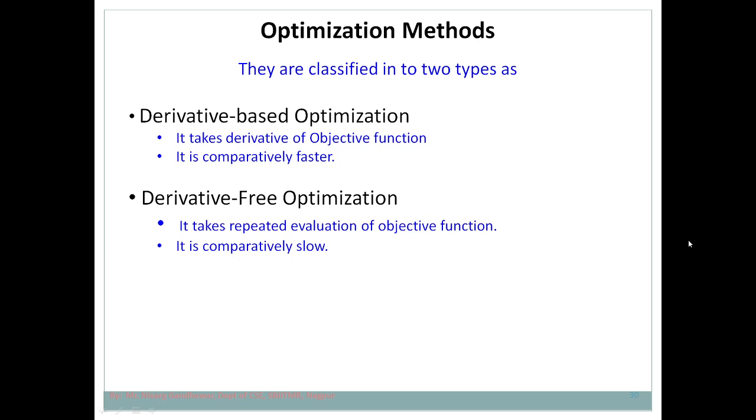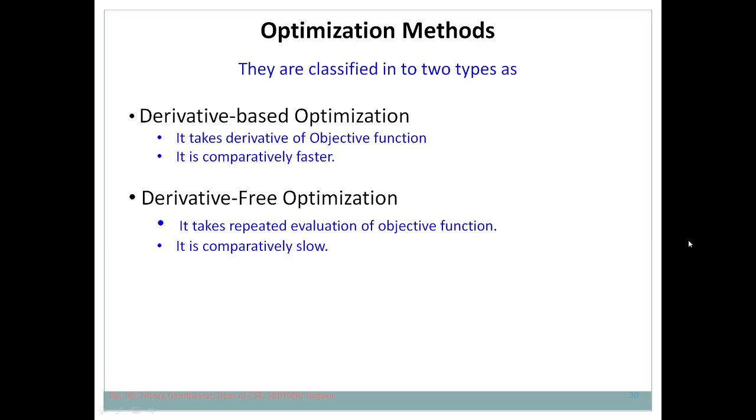So it is comparatively slow. Why is it slow? This is very simple. As you are doing repetitive evaluation of the objective function again and again, it will take time. But in case of derivative based optimization, it is comparatively faster.